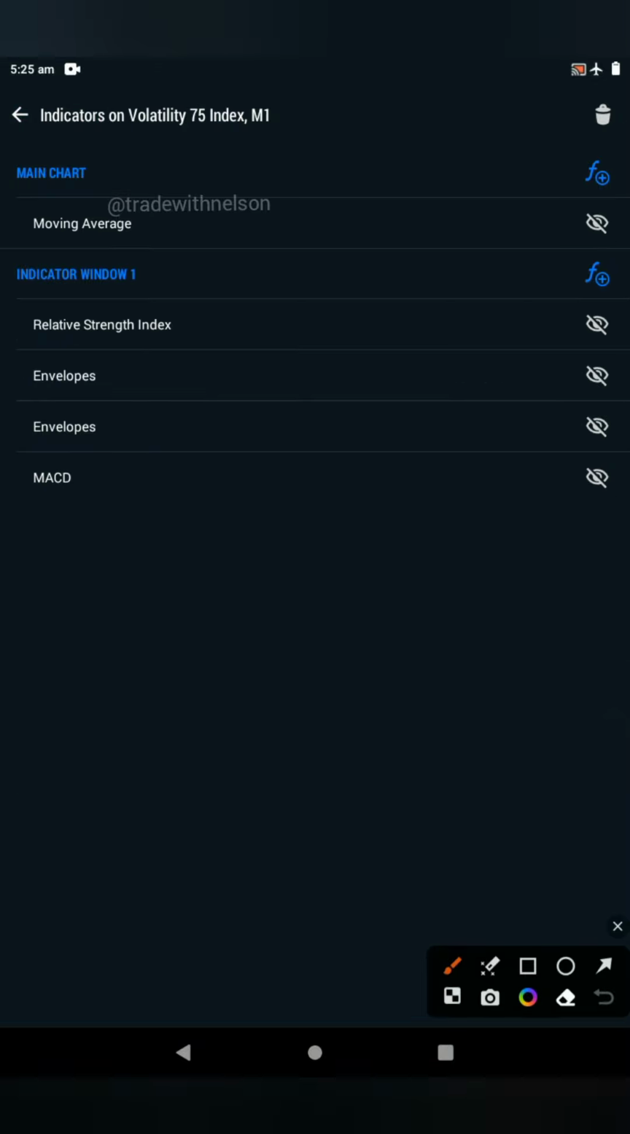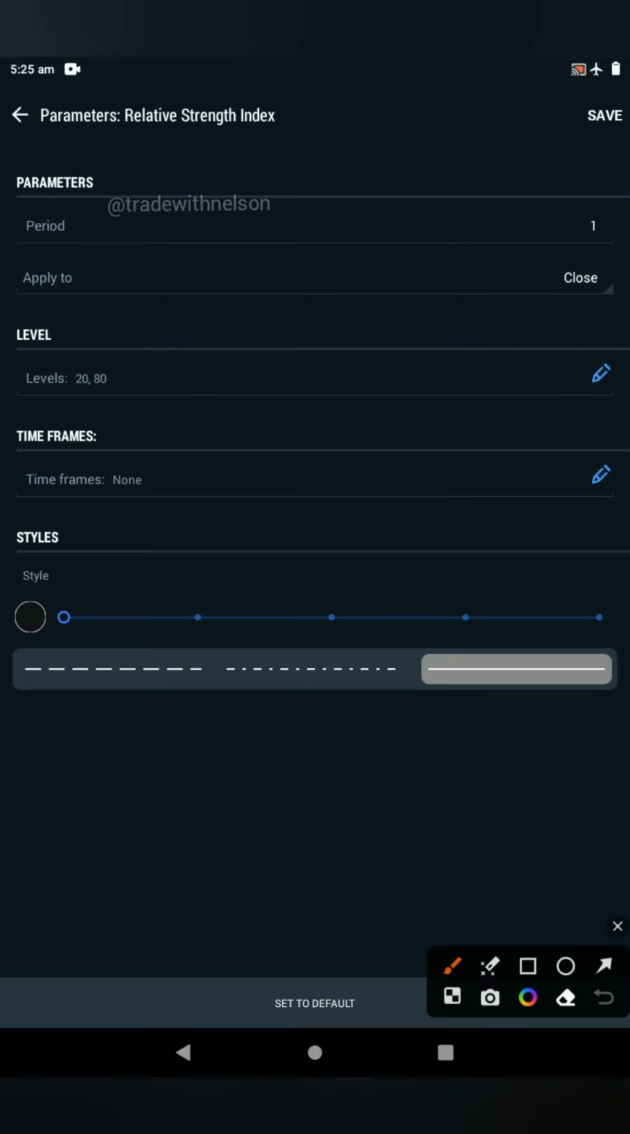For the relative strength index, click on the F icon on the indicators window 1 and search for relative strength index. Make the period 1, apply to close. For the levels, click on this pen icon and make it 20 and 80 levels. For the styles, make it the color of your background. If your background is white, make it white, and if it is dark, make it dark. After that, click on save.